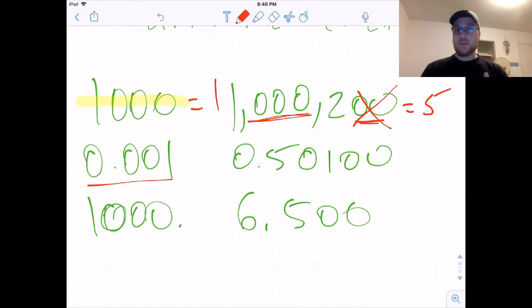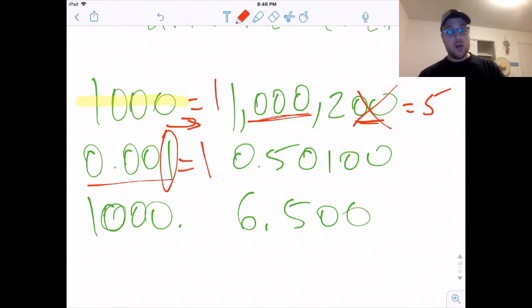0.50100. We have a decimal. Find the first non-zero number. Circle that non-zero number and count everything after that non-zero, including that non-zero. These zeros are not sandwiched, but that does not matter because we have circled the non-zero number in our decimal and we are going to count everything after that non-zero. This has 5. 5, 1, and the 3 zeros all count.